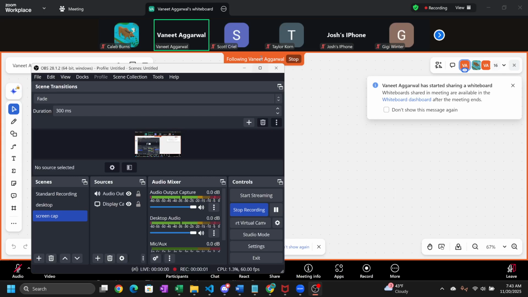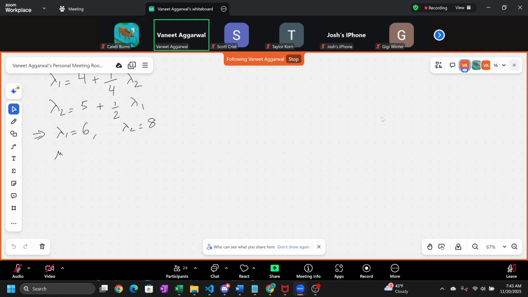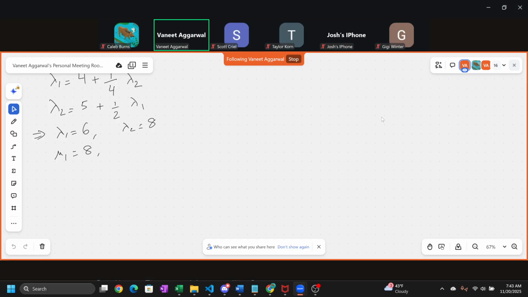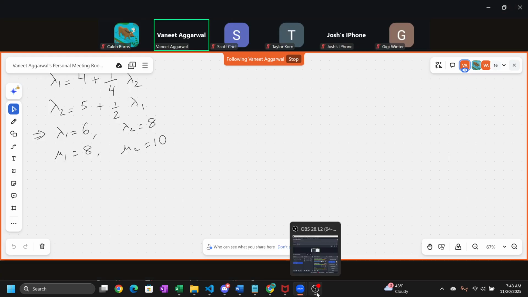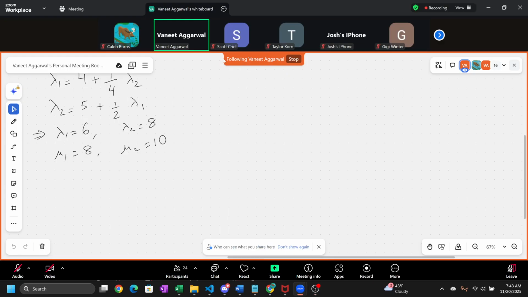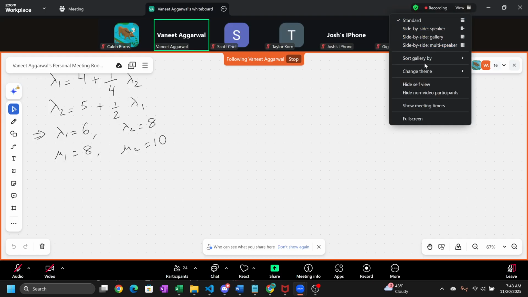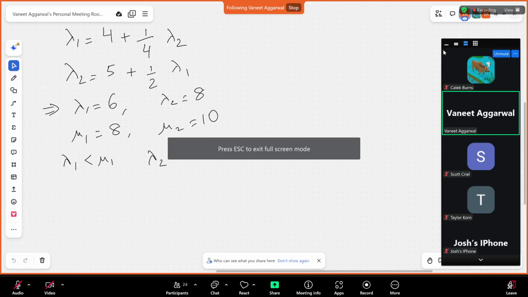We already knew that mu1 and mu2 were 8 and 10. So mu1 is 8, mu2 is 10. In order to check the system stability, because if the system is not stable, we don't continue forward, we basically say that L and W are infinite. So for the system stability, we have lambda 1 less than mu1 and lambda 2 less than mu2.